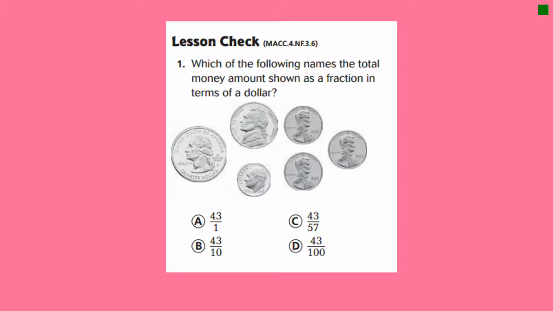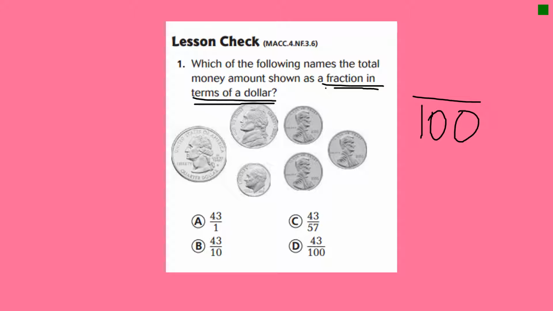Oh, now here's the money one. I knew there was one of these coming up. You had these at the beginning of the workbook page, right? And now here it is again. It says, which of the following names the total money amount shown as a fraction in terms of $1? Just like we said before, I know that what has to be in the denominator? 100. Let's glance down at the choices.